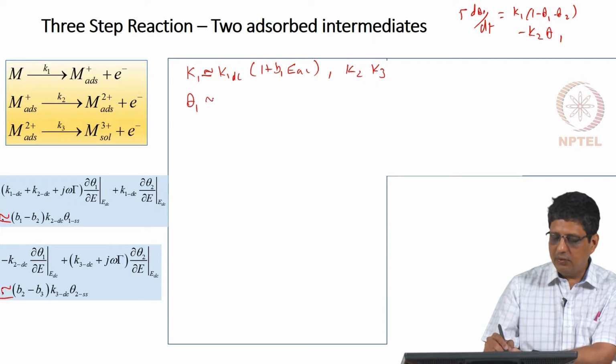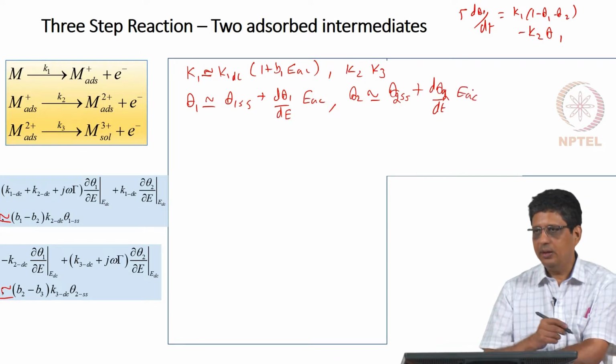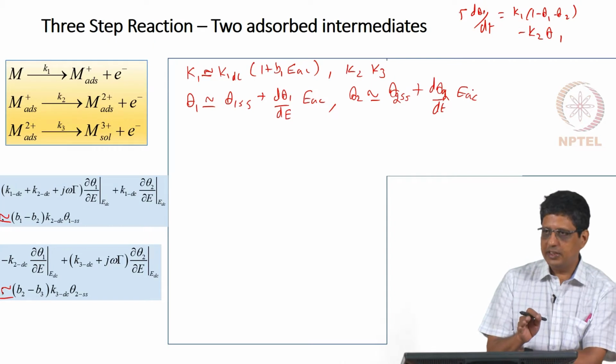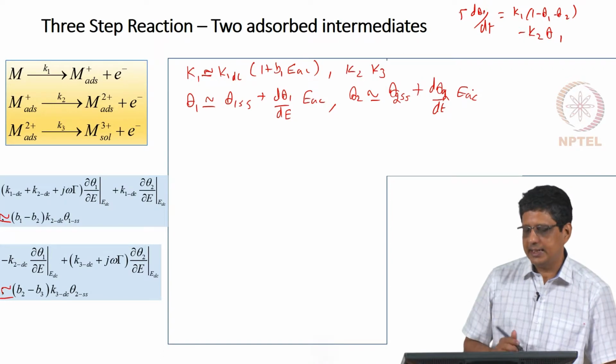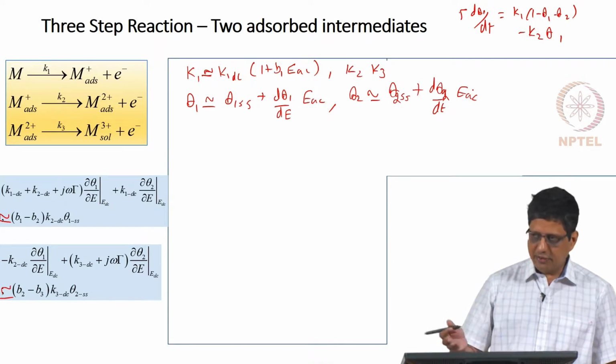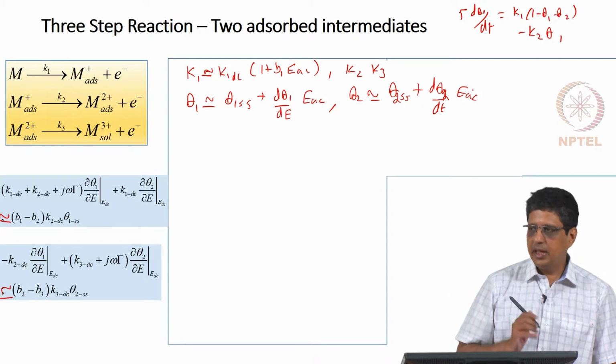Likewise, theta 1 we will write approximately equal to theta 1 SS plus d theta 1 by dE times E AC. Similarly, we write theta 2 as theta 2 steady state plus d theta 2 by dE times E AC. So, we have 3 rate constants, 2 surface coverages. The third surface coverage is of course going to be written as 1 minus theta 1 minus theta 2. So, we just leave it as it is. I want to take the first equation, rewrite it, and the second equation, expand in Taylor series, truncate it after the first term and then get the expression.